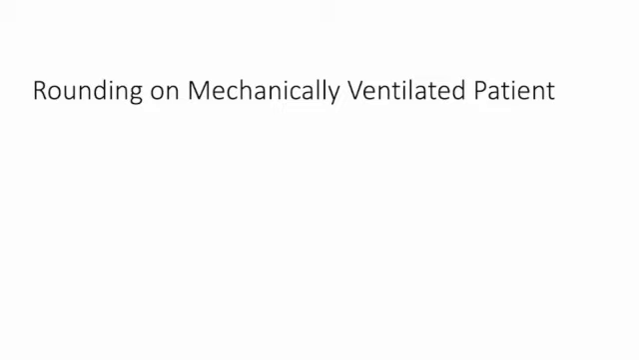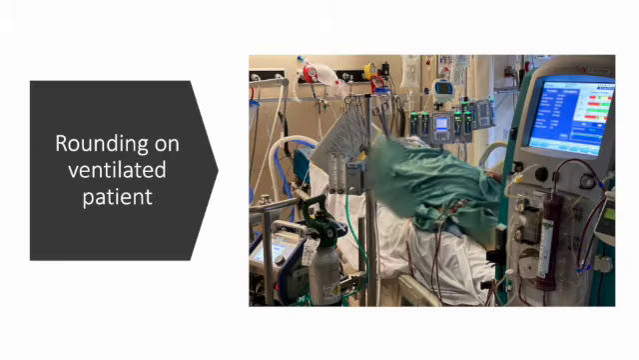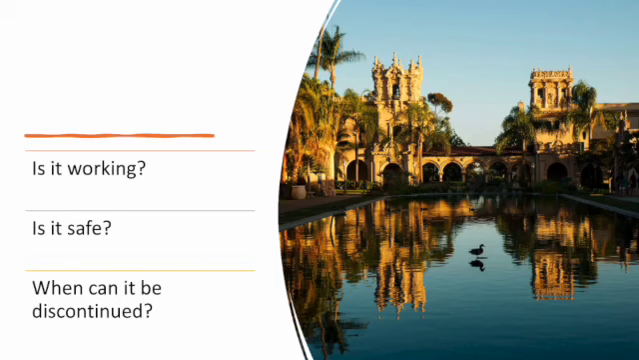Okay, so we've talked about endotracheal tubes, tracheostomy tubes, ventilator settings, sedation and paralytics. Let's put it all together and talk about rounding on your ventilated patient. Rounding on your ventilated patient can really be broken down into three things. Is it working? Is it safe? And when can it be discontinued?